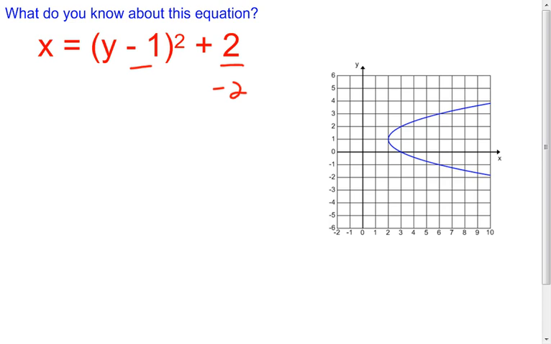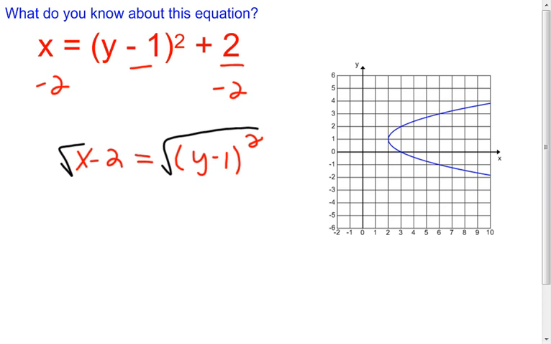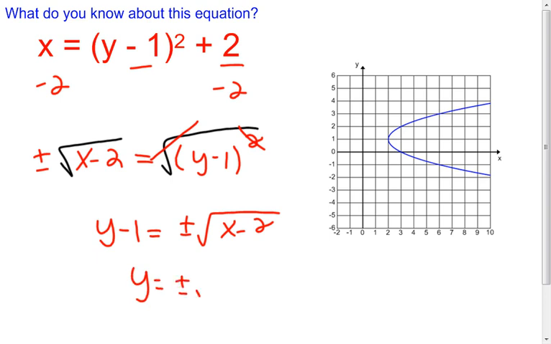What I will do is I will subtract the 2 over, and so then I have x minus 2 equals (y minus 1) squared. In order to solve it for y, I would need to take the square root of both sides. And when I'm taking the square root of something that's already squared, those two will undo each other. And over here, I need to have a plus or minus. So I will have y minus 1 equals plus or minus the square root of x minus 2. And then, of course, to solve for y, I will just add that 1 over. So it will look something like that.